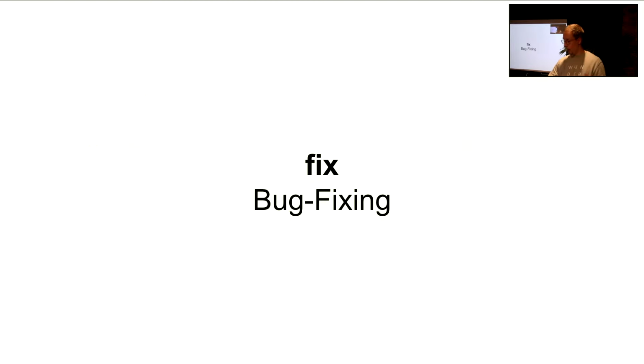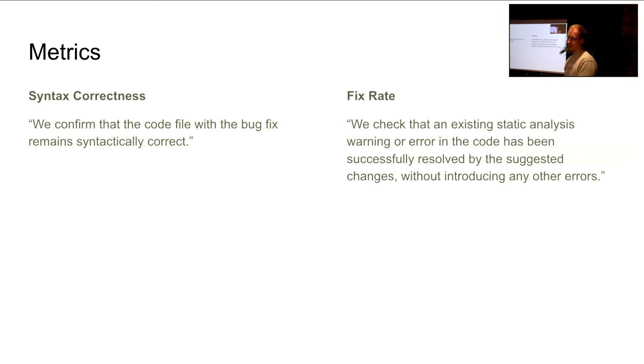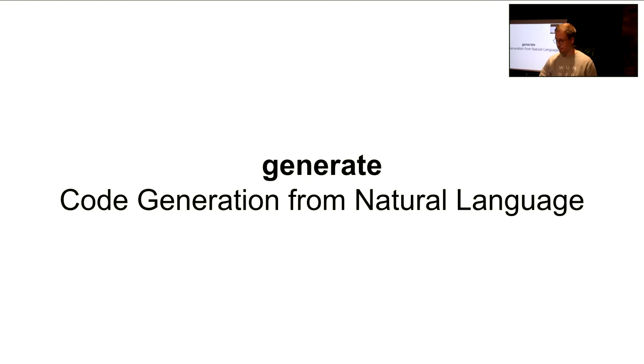Bug fixing is its own area in this paper. Can anyone spot what the issue is here? Oops, E and I are in different places. I wish all of my bugs were this easy to fix. These are the metrics. Again, syntax correctness: the bug fix doesn't actually break the code file. But then the fix rate is the more interesting metric here. We check that an existing static analysis warning or error in the code has been successfully resolved by the suggested changes without introducing any other errors. So we could also automate this type of check: we give 100 different bugs, we see what the fix is, and we evaluate automatically whether that issue is fixed.